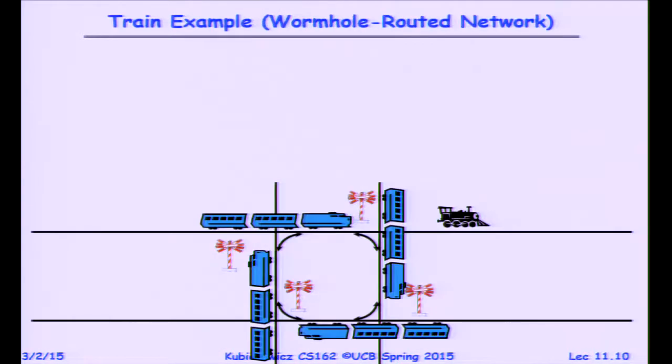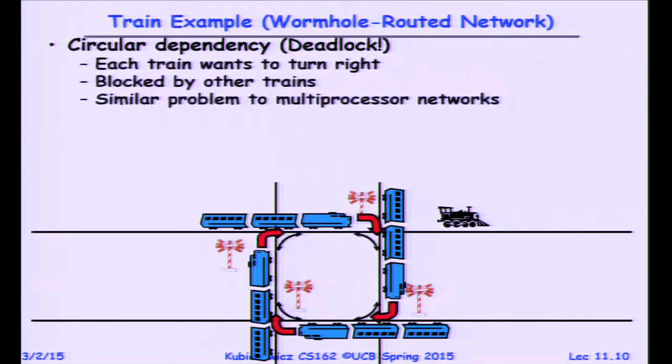So now here's an example of a train that is very similar to something called wormhole-routed networks. And basically what you see here is the trains, which have multiple cars attached to an engine, are trying to make a turn. So this train is going east and trying to go south. This one's going south, trying to go west. This one's going west, trying to go north. This one's going north, trying to go east. We're stuck. Everybody see that? Can everybody see the cycle in there? That one's not too difficult. So there's a circular dependency here. Each train wants to turn right and is blocked by the other trains.